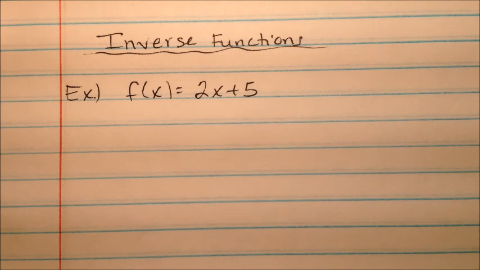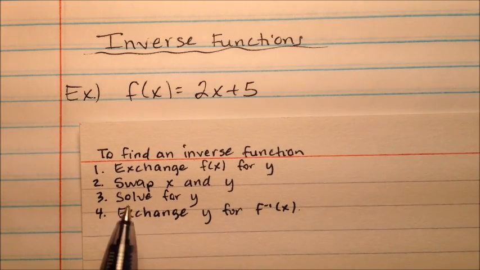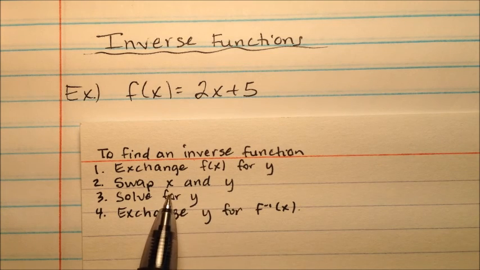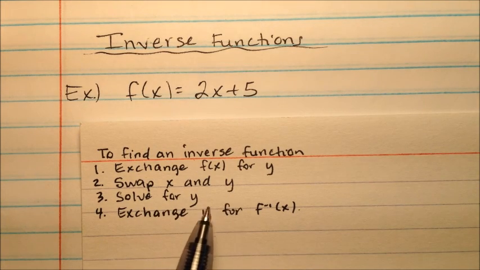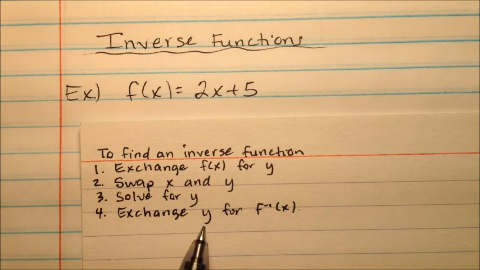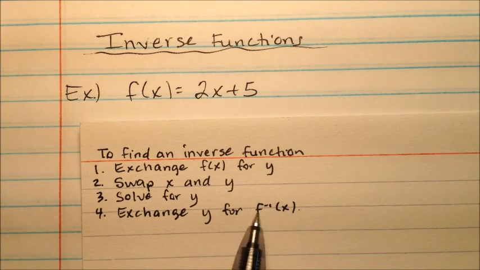Okay, so there's going to be a four-step approach that we take in order to find the inverse of a function. So the four steps are going to be, we're going to exchange f of x for y, and then we're going to swap x and y, which means x becomes y and y becomes x. Then we're going to solve for y, and we're going to exchange y for this little notation here that kind of looks like f of x, but it's got this little exponent of -1 up there. It just means the inverse of a function.